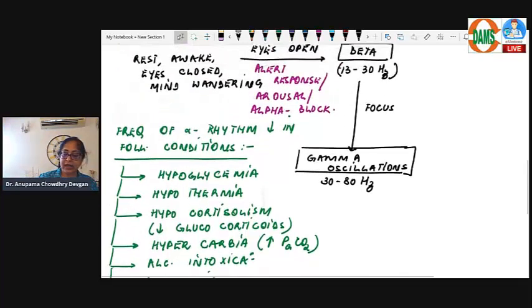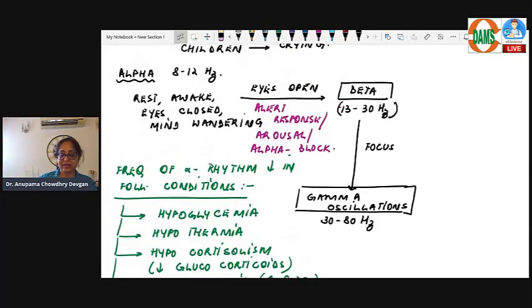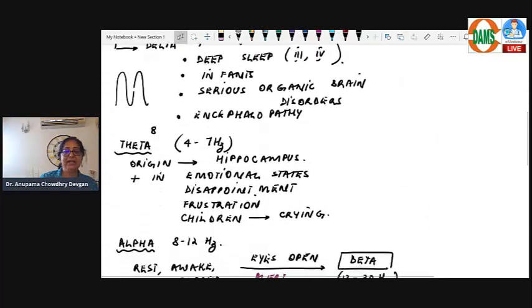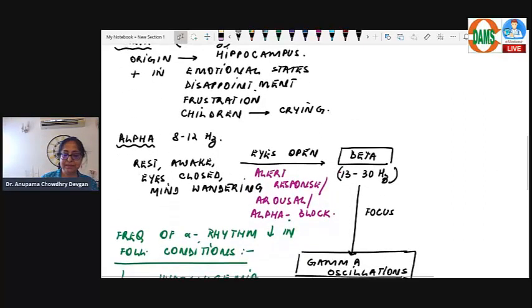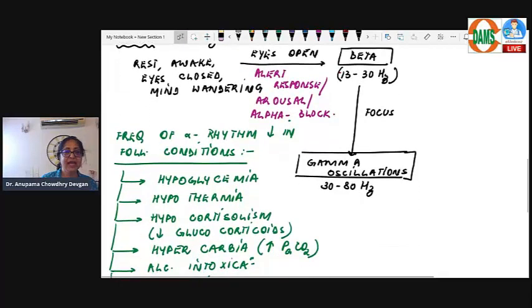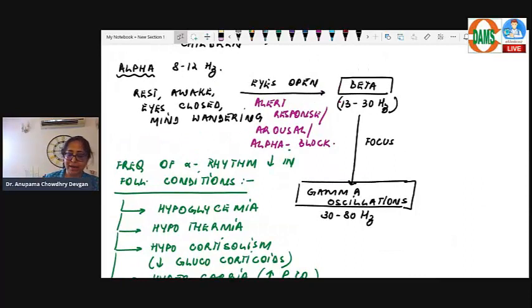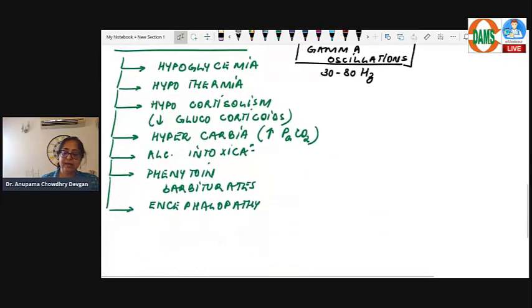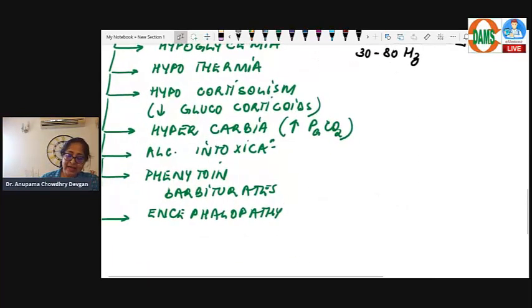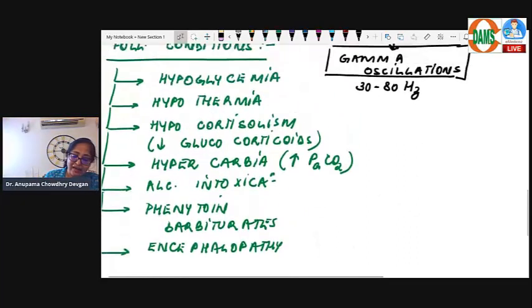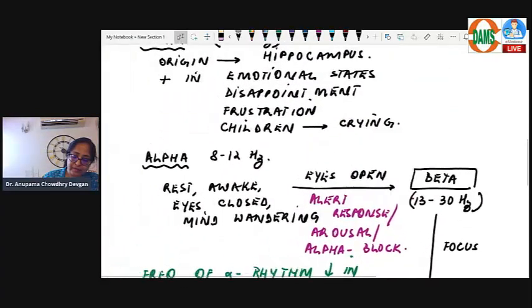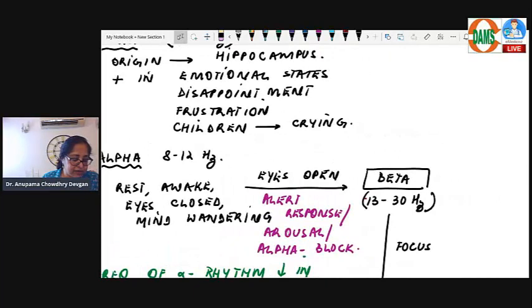Now, this is as far as these waves are concerned. We've discussed delta: deep sleep, infants, serious organic brain disorders, encephalopathies. Theta: origin hippocampus, emotional states, disappointment, frustration, and children when they are crying. Alpha: rest, awake, eyes closed, mind wandering. Beta: 13 to 30 hertz, and gamma oscillations, 30 to 80 hertz. Let's see what the EEG waves are. In Berger waves are the alpha rhythm. Alpha rhythm is called the Berger waves.